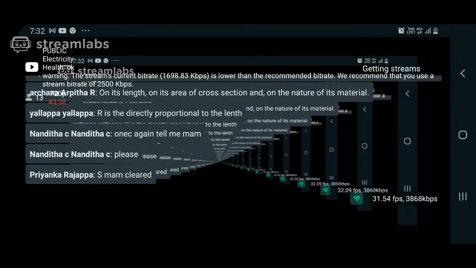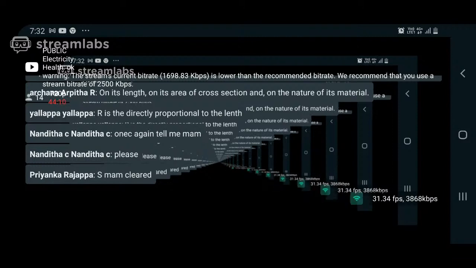Okay, Nandita, I'll repeat all three concepts. These three questions are very important for your board exam. What were the three questions? Why is a tungsten filament used in an electric bulb? The answer is, tungsten filament shows high resistivity and high melting point. High resistivity, high melting point. Hence, tungsten is used in electric bulbs.